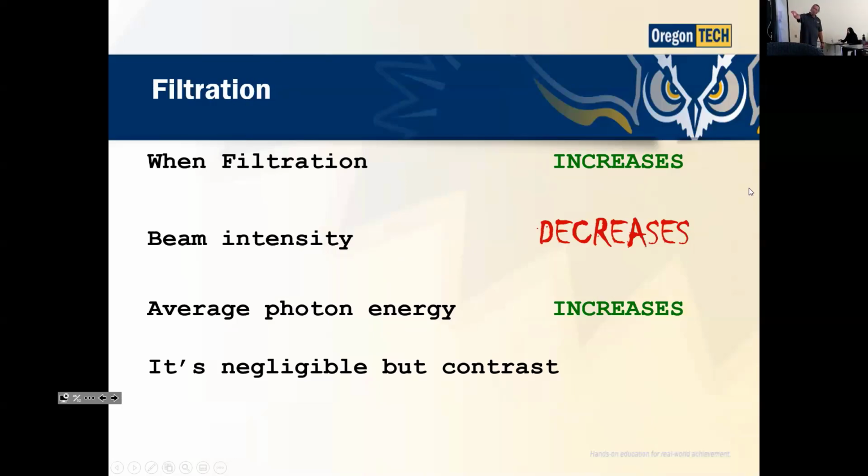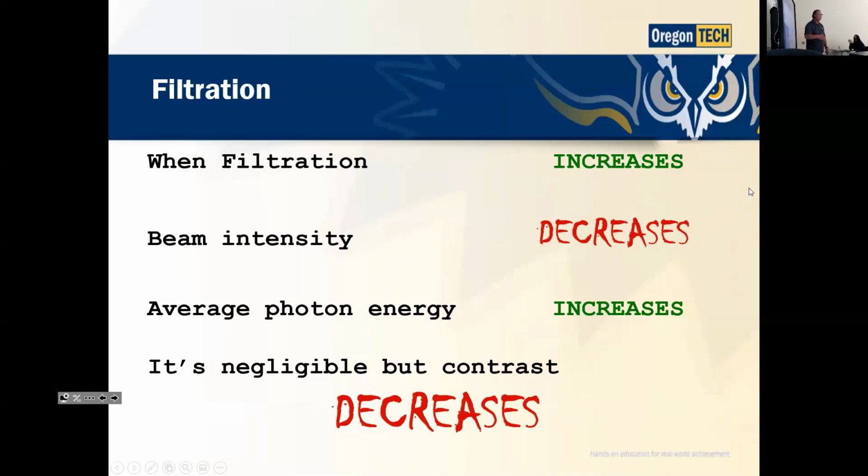Now, when we add filtration or increase filtration, our beam intensity is going to decrease, but the average energy is going to be higher. Remember the wildebeest on the savannah and the pride of lions? The lions eat the weak ones, so you'd say the herd is stronger. That's exactly what happens with your X-ray beam. You're not going to see a change in contrast with filtration. In theory it happens, but it's not noticeable, okay?